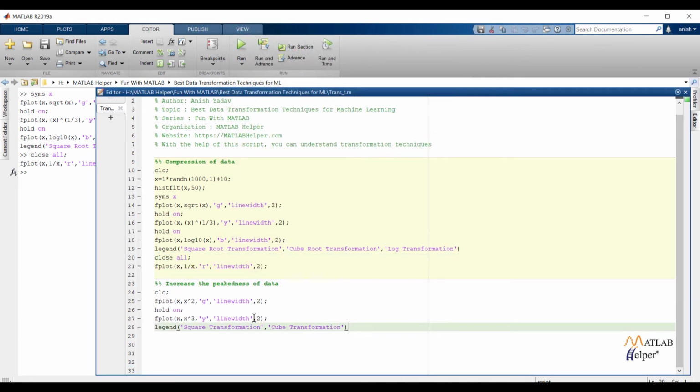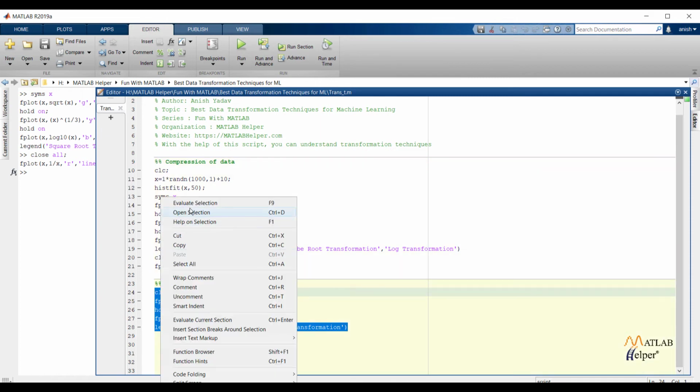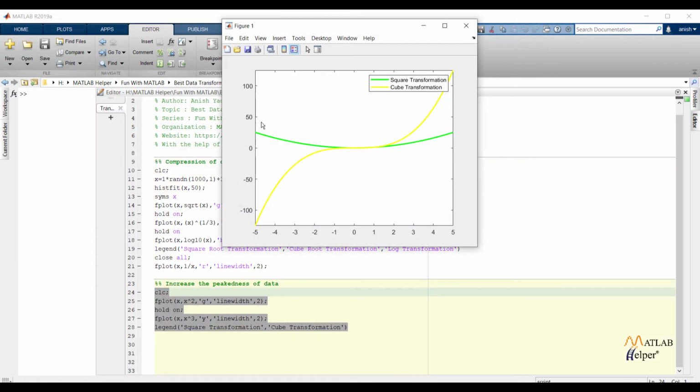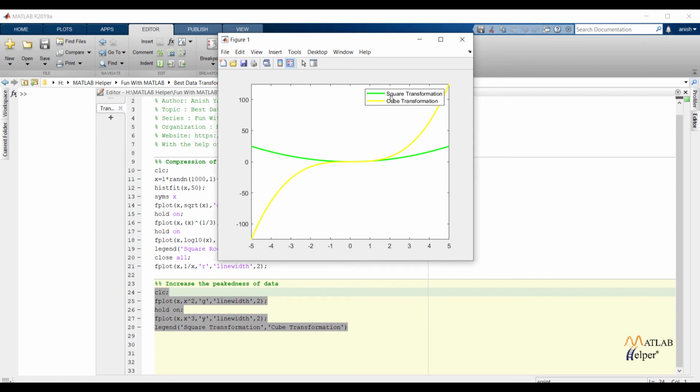Generally, the higher the power, the more powerful that particular transformation. You can see here that the cube transformation is more efficient than square transformation. We should also note that if we apply square transformation to a negative number, we can get a positive number. So for negative numbers, square transformation is not valid.